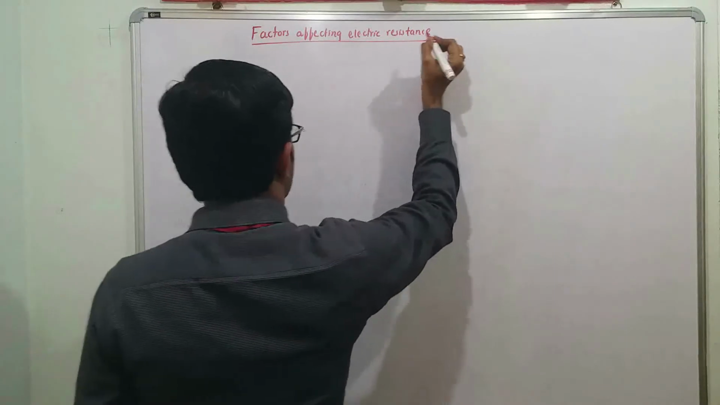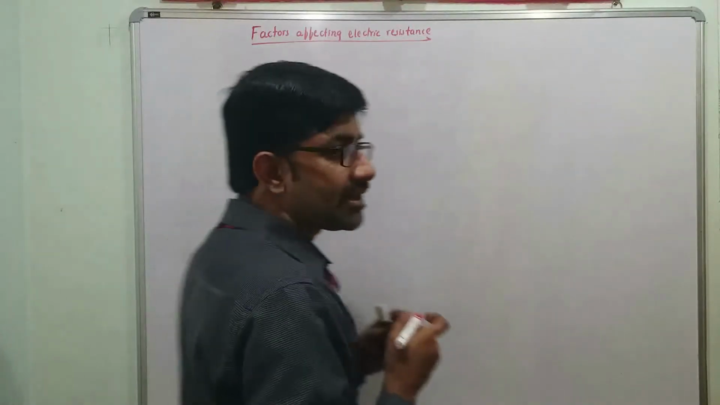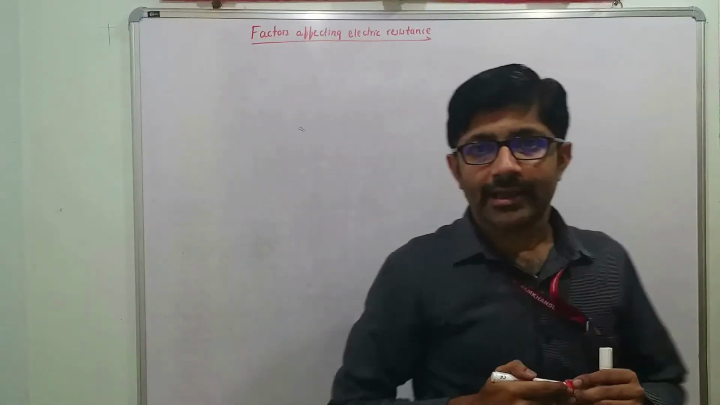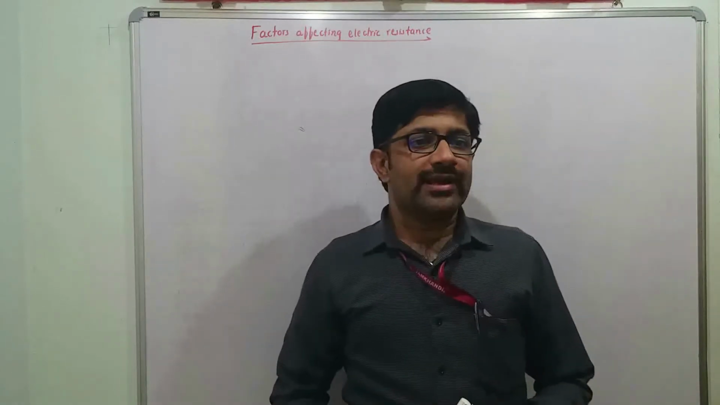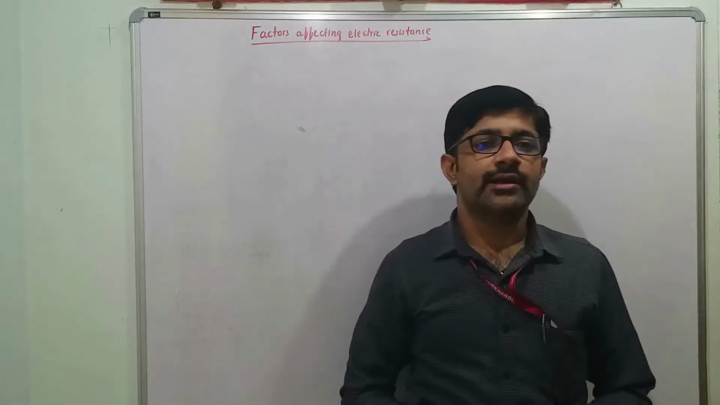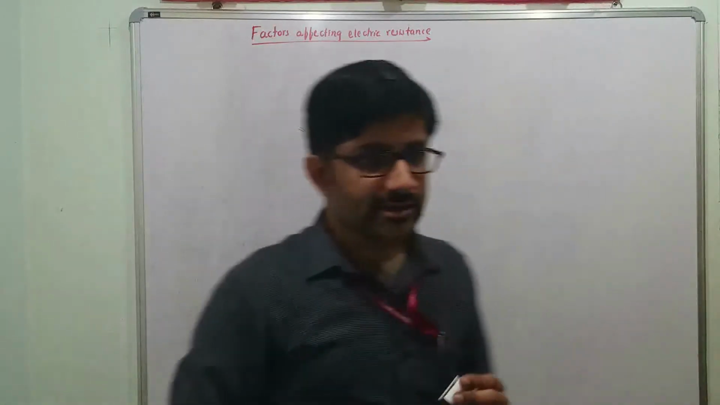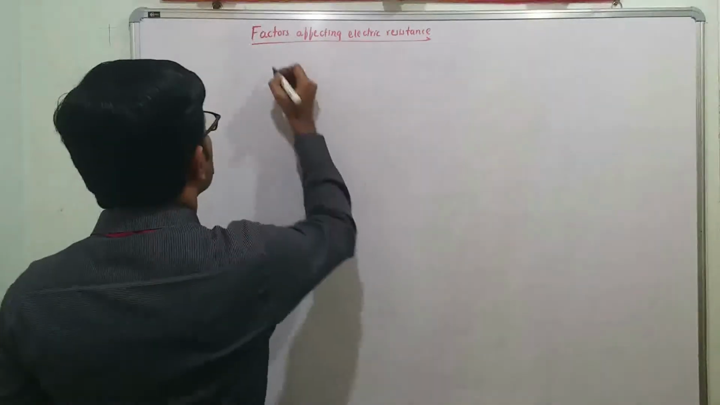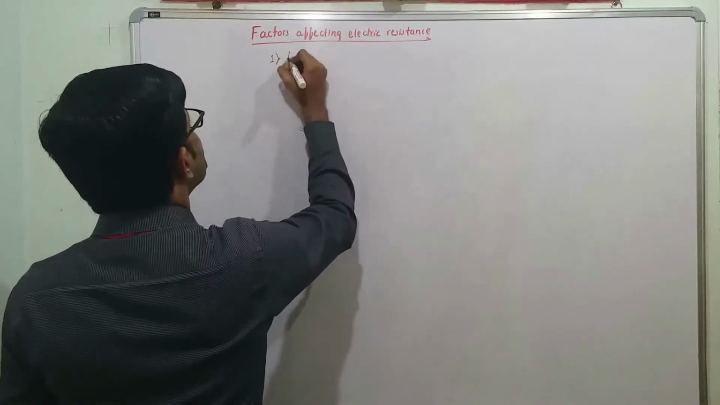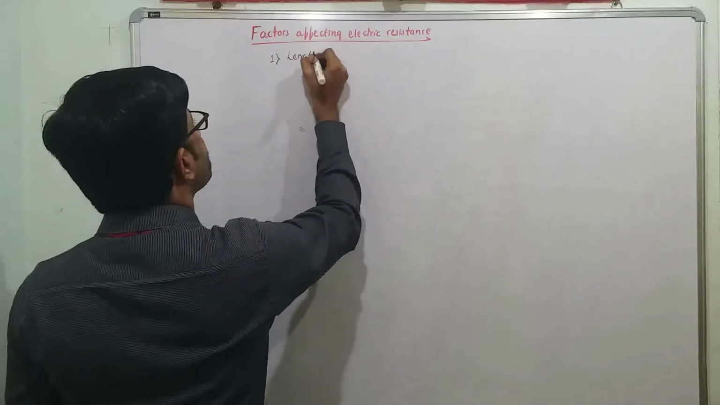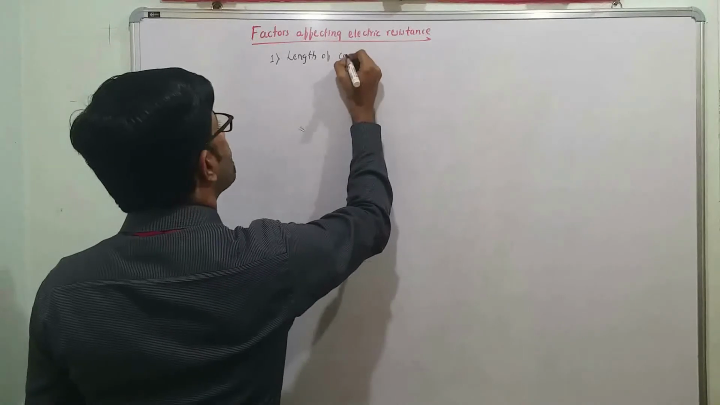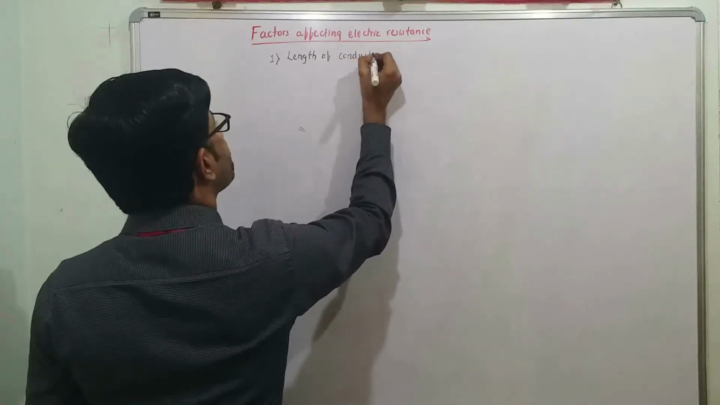So what are those factors affecting the resistance? We need to understand at this point. Electric resistance of a conductor or wire depends on the following factors. Number 1, length of the wire, length of the conductor or conducting wire.